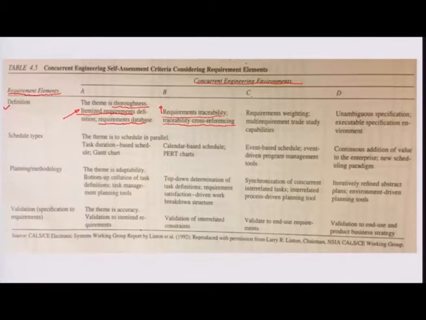There could yet be another level C where you talk about requirements weighting: not only are they indexed properly and itemized properly, but you have a certain kind of weighting depending on the requirements of the particular trade. So, you have requirement trade study capabilities added on to the list of required items. And then of course, there is the highest level D, which talks about unambiguous specifications.